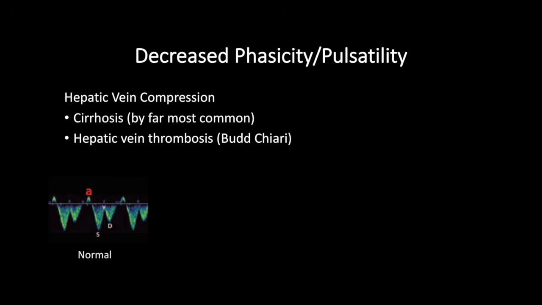What about scenario 2? That's decreased phasicity or pulsatility. To simplify, we're talking about less fluctuations. And most commonly, you're going to see that in cirrhosis.